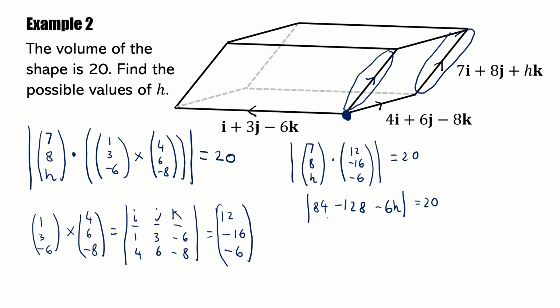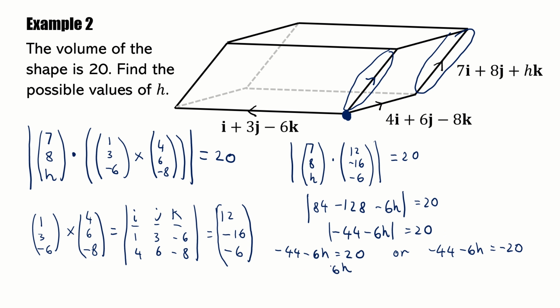And the reason that's important is because it means we now have to watch out. Okay, we could simplify the -128 and -6h. And if we do that, we'll end up with -44 - 6h modulus equals 20. But the thing to bear in mind is that this now effectively splits up into 2 separate mini equations to solve, because we either have that -44 - 6h must equal positive 20, or we have that -44 - 6h must equal negative 20, because that's what happens when we undo the modulus sign that's there. And therefore we've got to solve those 2 things individually.